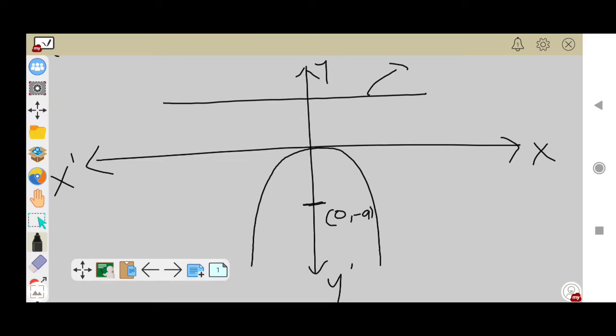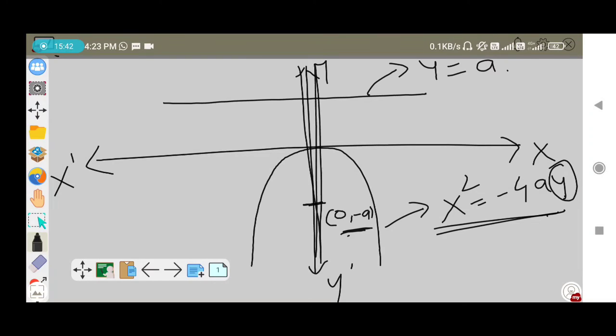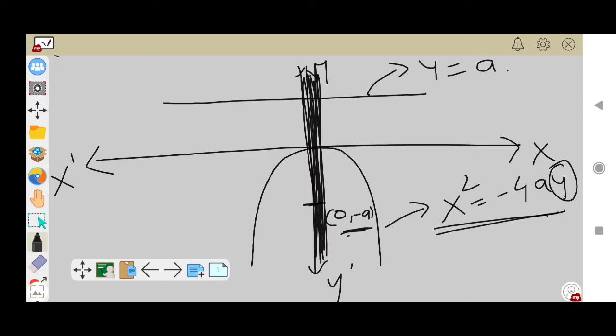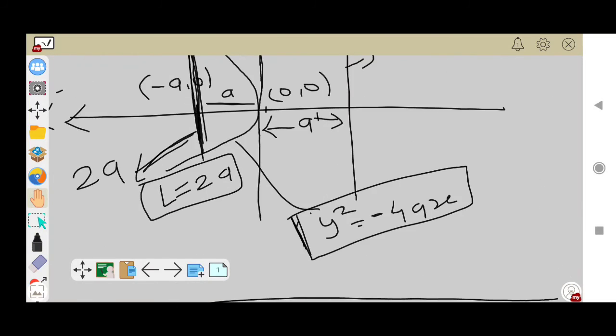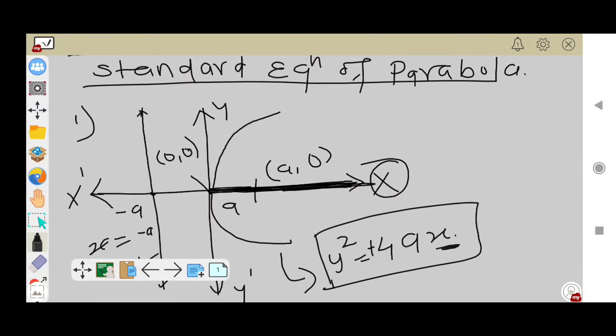Okay, let's do the first question. Y square is equal to 12x. Now what we have to find? First, the focus. Second, the axis of the parabola. Third, the equation of the directrix. And fourth is the length of the latus rectum, which is L.